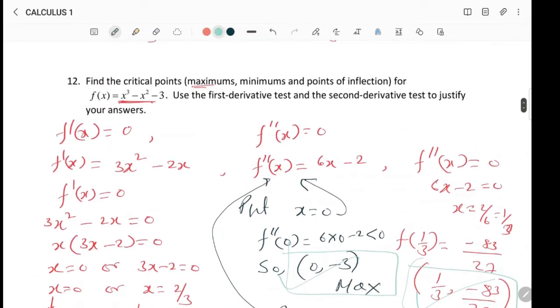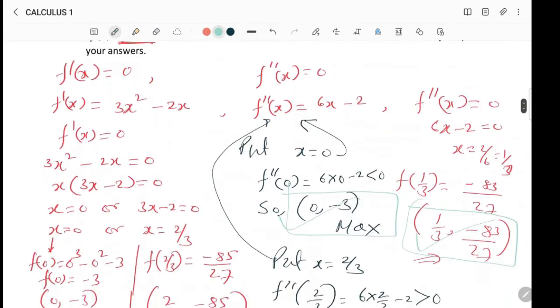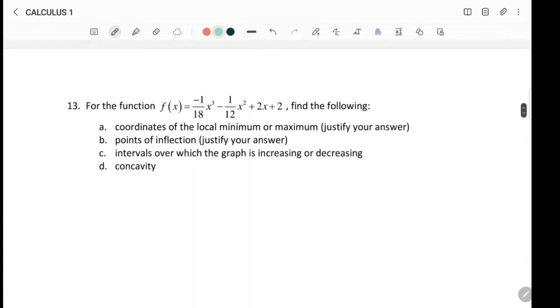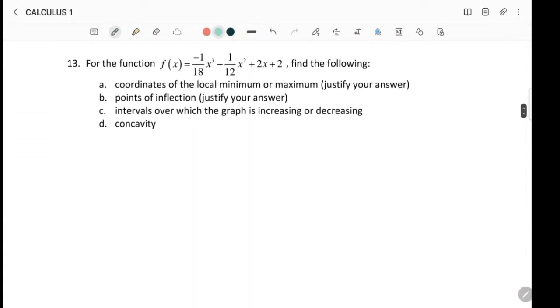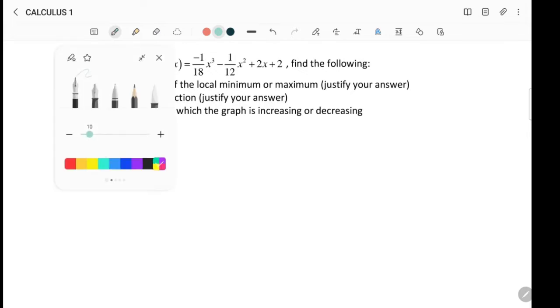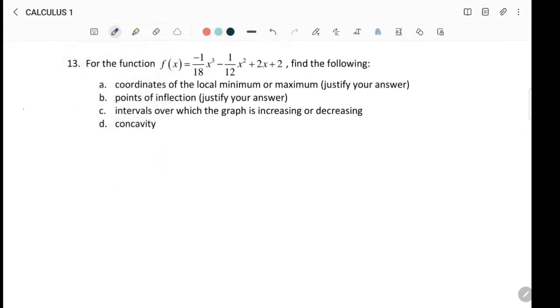Okay, so I hope this question you understood. Now let's move to the next question, which is question number 13. That is also a similar question. For the function, find the following: coordinates of local minimum or maximum, points of inflection, intervals over which the graph is increasing or decreasing, and concavity. Okay, that's fine. Let's do that.